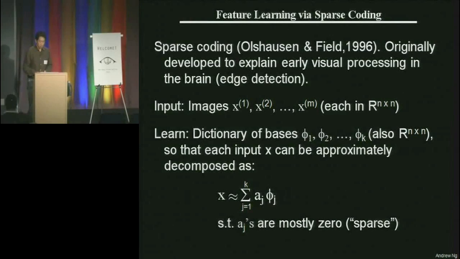So this is how sparse coding works. Sparse coding is an unsupervised learning algorithm, and we're going to give the algorithm a set of images x1 through xm. Each of these images is, say, an n by n image patch, like a 14 by 14 image patch. What sparse coding does is it learns a dictionary of basis functions, phi1 through phik, let's say 64 basis functions, so that each input x can be approximately decomposed as a linear combination of your basis functions, subject to the constraint that the aj's are mostly 0. And hence the term sparse. This is my only equation in this talk, although let me re-explain this in pictures.